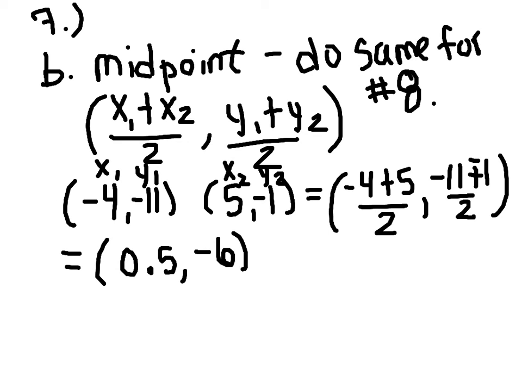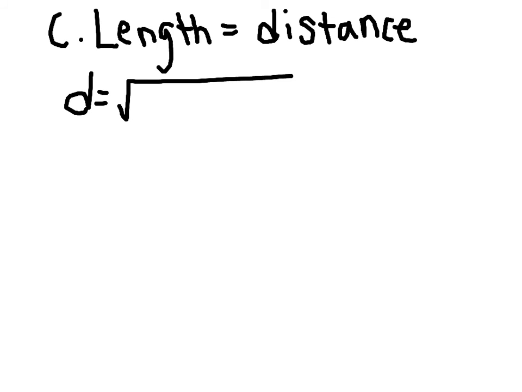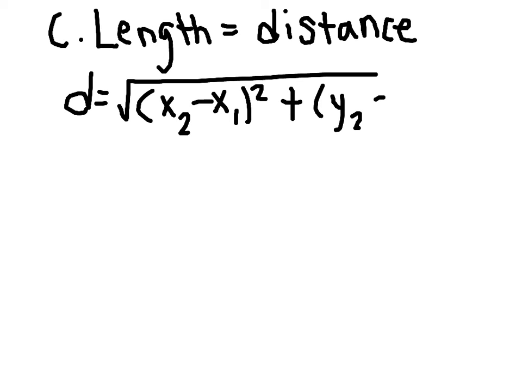The next one I'm going to do is letter C, which is, we said finding the length is the same as finding the distance. So let's look at that real quick here. So to find the length, remember D is equal to the square root of x2 minus x1 squared plus y2 minus y1 squared. It doesn't really matter which one you put first. Just remember you're subtracting your x's, you're subtracting your y's, you're taking that difference, squaring it, adding the new answers together, and then taking the square root.